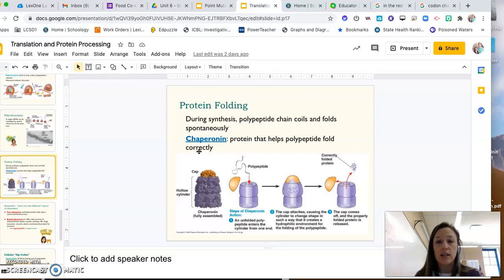And they're just another protein. They look like a little canister. The new protein goes in, a little magic happens, the cap pops off, and out comes the folded protein. The next thing is I can transcribe and translate a section of DNA.